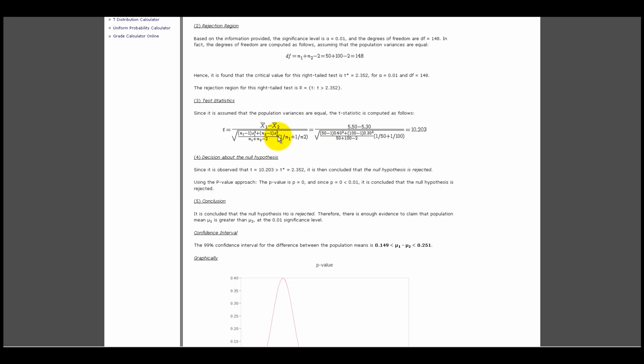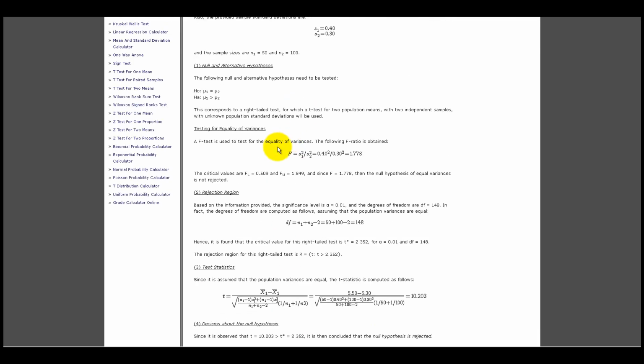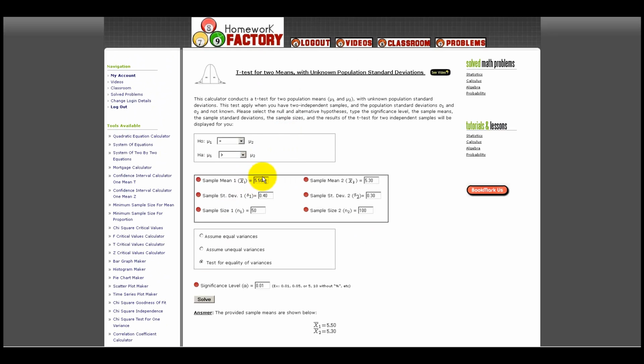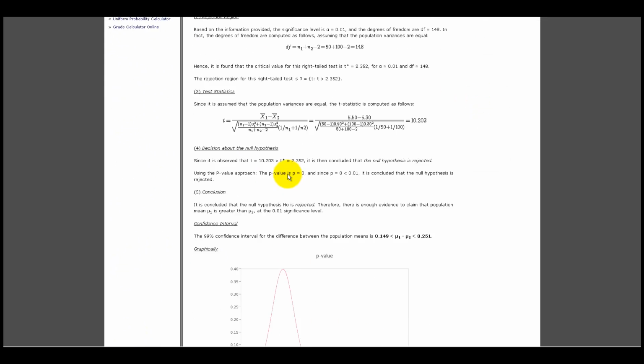Notice that this formula is called the pooled variance formula because it makes some sort of a pooled estimate of the standard error. Okay, but as far as you're concerned, you just have to fill out these boxes with information that comes directly from the problem, and then just click solve and you get your solution.